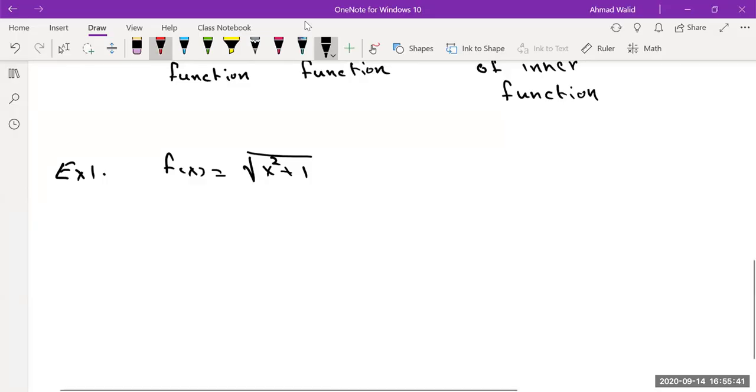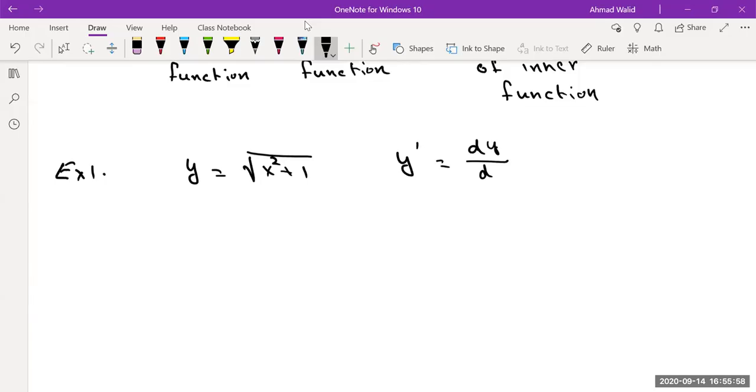Or let's say even, let me put this one as a y to make it easier for you. Y or f of x, everyone at this level knows y means f of x, right? They're asking you in this example to find y prime. It means find dy over what? Dx. Y prime means dy over dx. Okay, is this a composite function? Yes, it's a composite function.